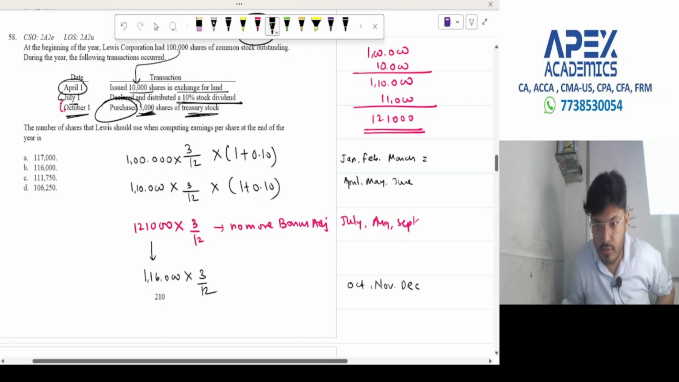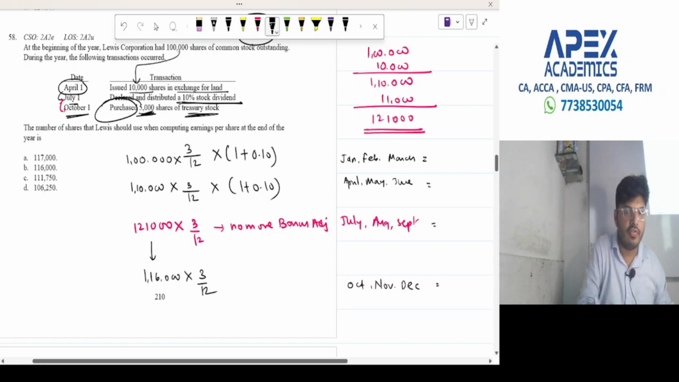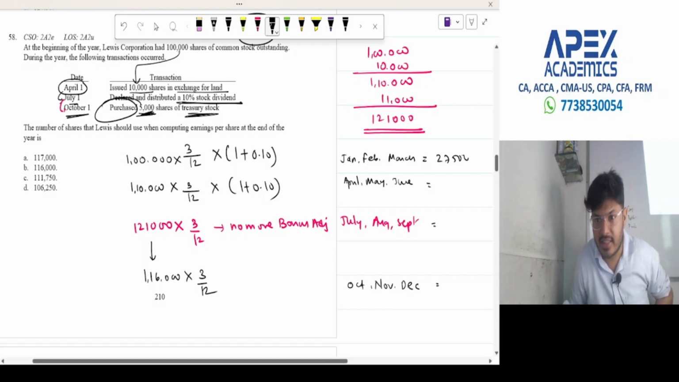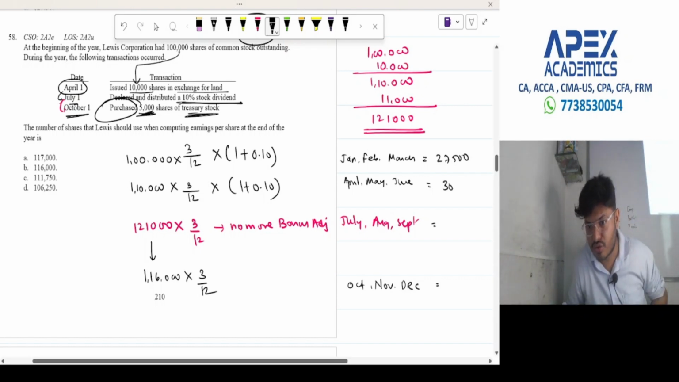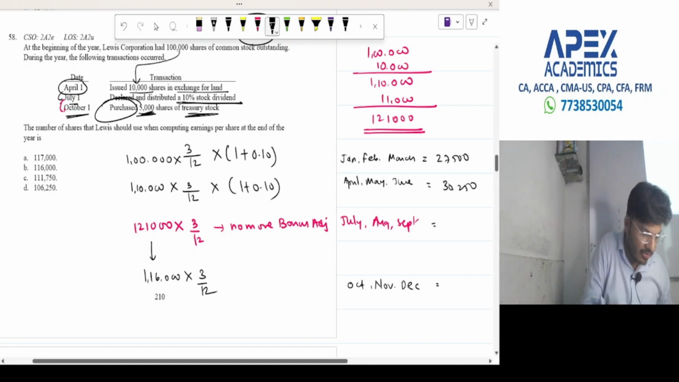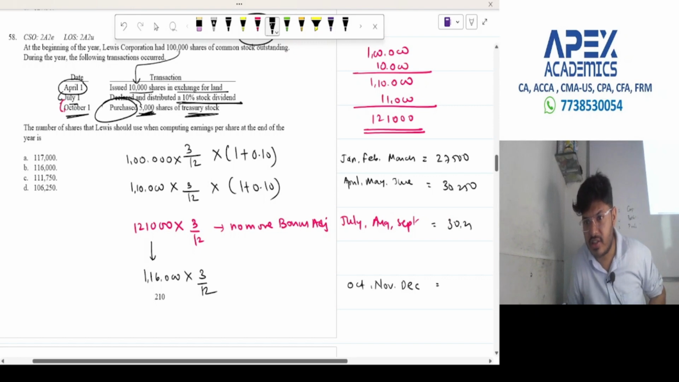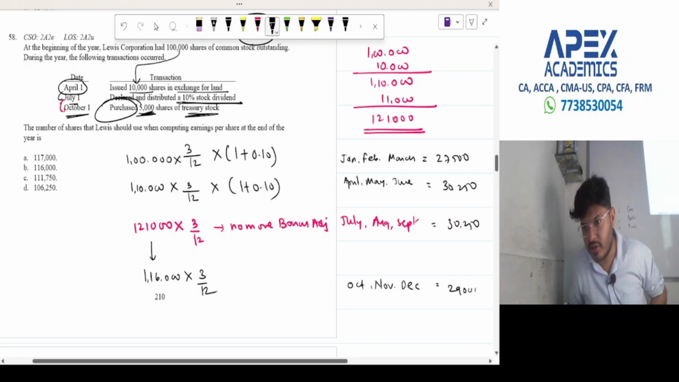So I request you, fine gentlemen and ladies, to please calculate. What is the first one? 1 lakh multiplied by 3 divided by 12 multiplied by 1.1. I am getting 27,500. Next, 1,10,000 multiplied by 3 divided by 12 multiplied by 1.1. I am getting 30,250. Next is 1,21,000 multiplied by 3 divided by 12. I am getting again 30,250. 1,16,000 multiplied by 3 divided by 12. I am getting 29,000. Agreed or disagreed?